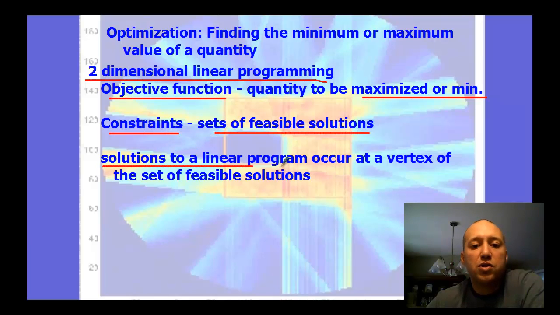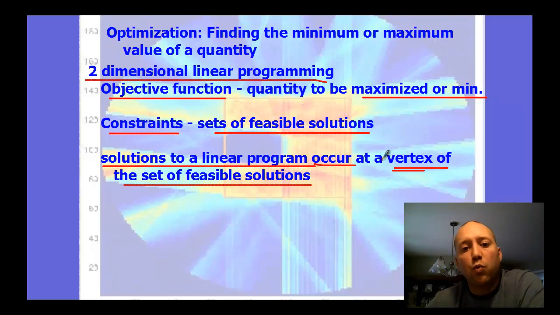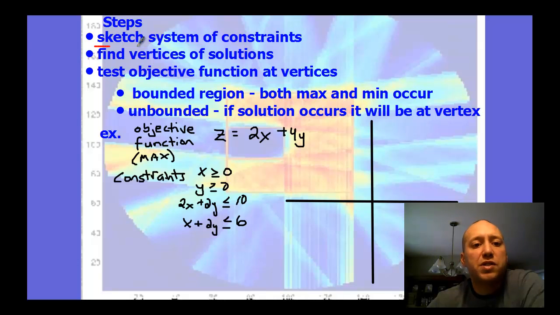So the solutions to the linear program occur at the vertex of the set of feasible solutions. The vertex meaning on the graph. So if you look at the graph, where are the vertices of the linear equations? And so the steps to go through are to first sketch the systems of constraints. It gives you a visual perspective of where the vertices would be. You can find the actual vertex points that are the solutions, and then you're going to test those points in the objective function.